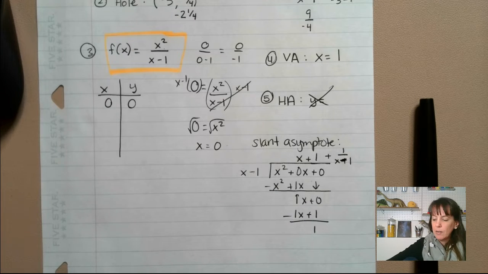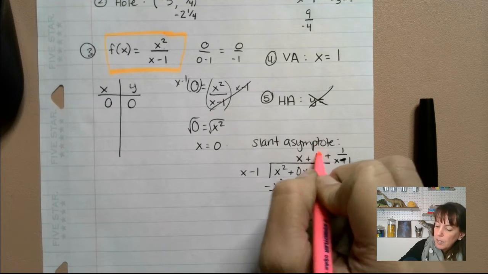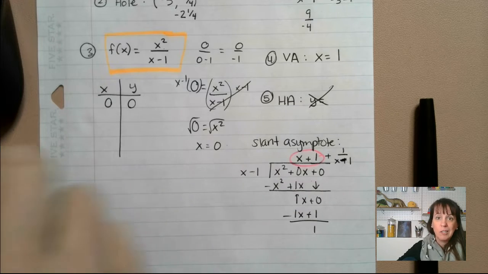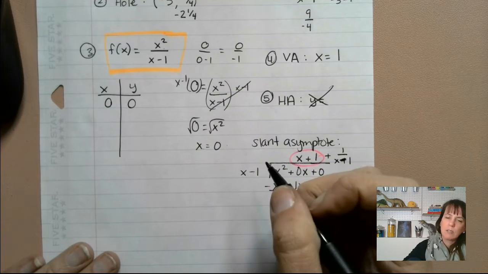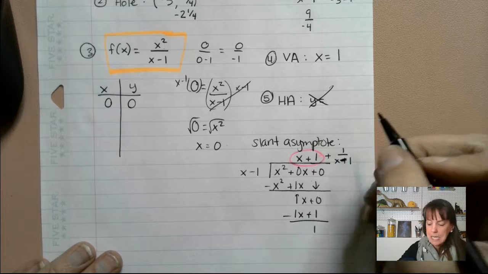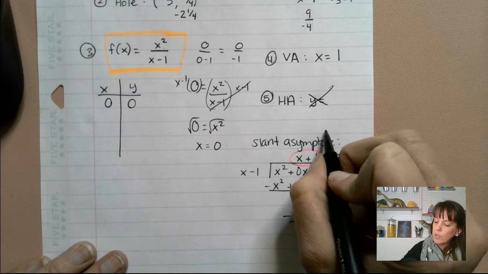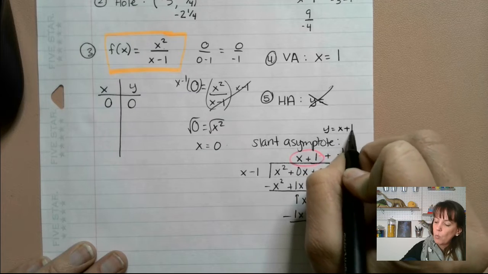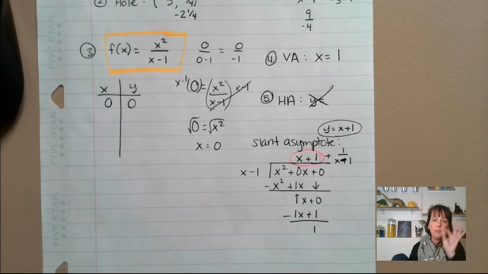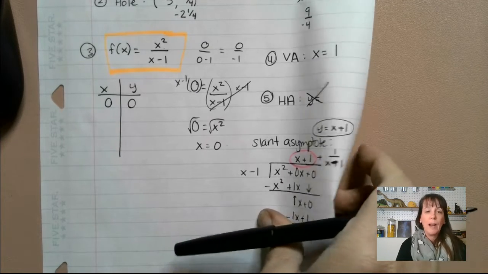What I do care about is this guy right here, x plus 1. That is actually my horizontal asymptote. So not my horizontal. Let's try that again. It is my slant asymptote. So our slant asymptote is x plus 1. So y equals x plus 1 is my slant. Let's take all of this information now and we are going to graph it.